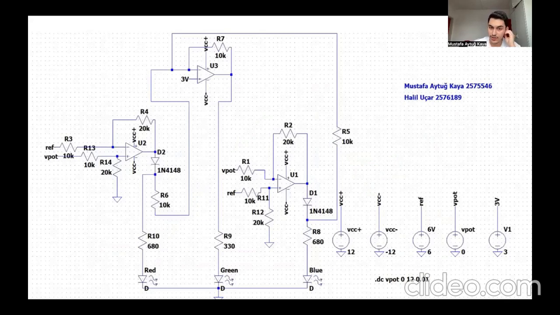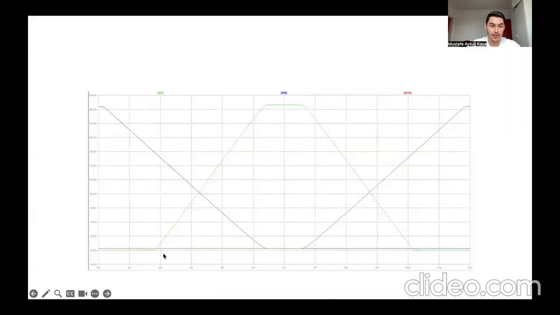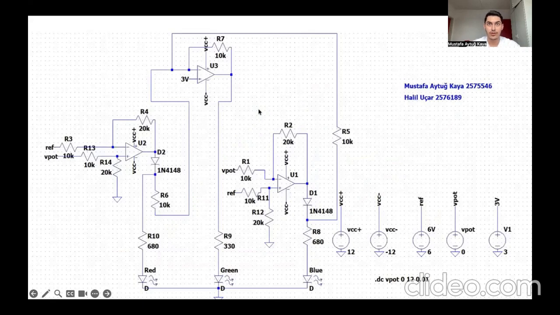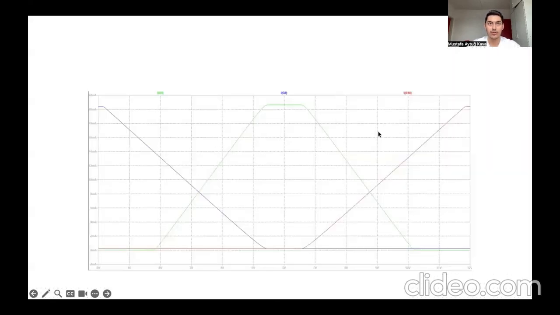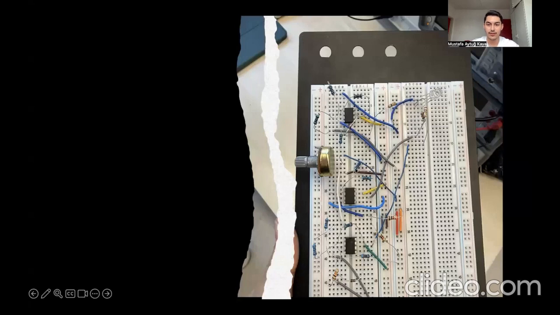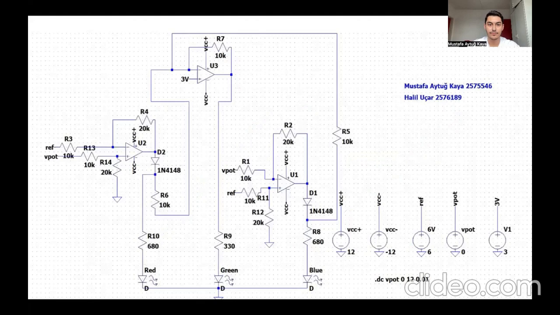The most interesting and challenging part of the design was the green channel, as it needs to be off at low temperatures and also at high temperatures, and it has a peak at 32 degrees. So we used the window function to obtain that bell curve shape for the green LED. We used resistors in the legs of each diode to limit the current and protect our LEDs.